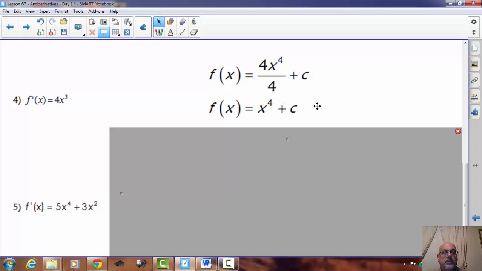So t is equal to the square root of 5 over 4, or the square root of 5 over the square root of 4, or the square root of 5 over 2 seconds. So the ball will hit the ground in radical 5 over 2 seconds.